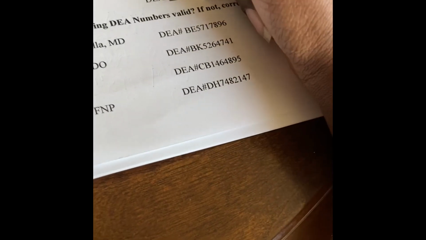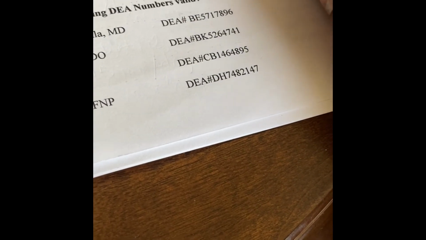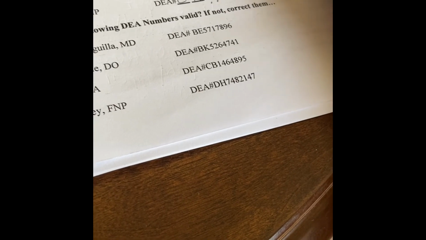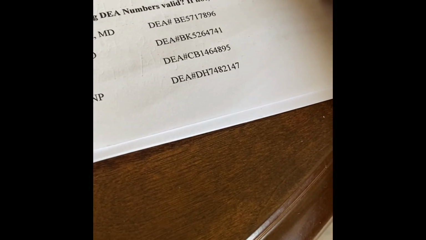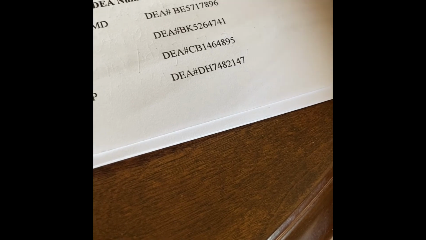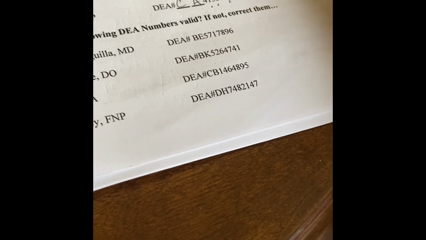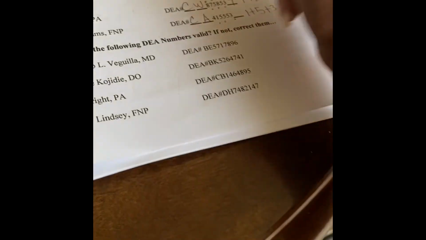And then FNP, so we're going to do C, A, and we're going to do 1 plus 5 plus 3, which equals 9, times 2, which equals 18, plus 4 plus 5 plus 5, which equals 32. Okay.